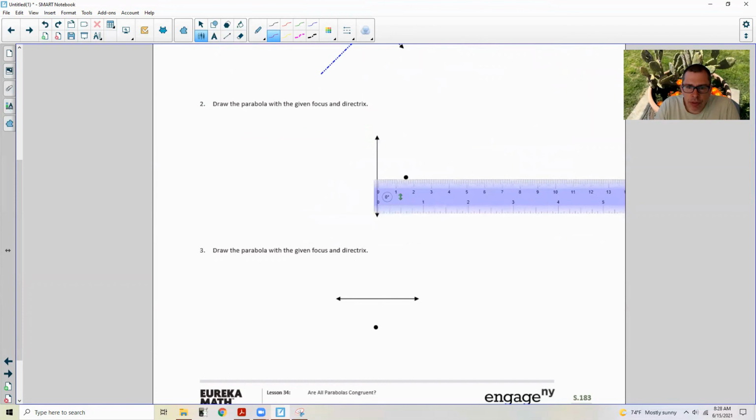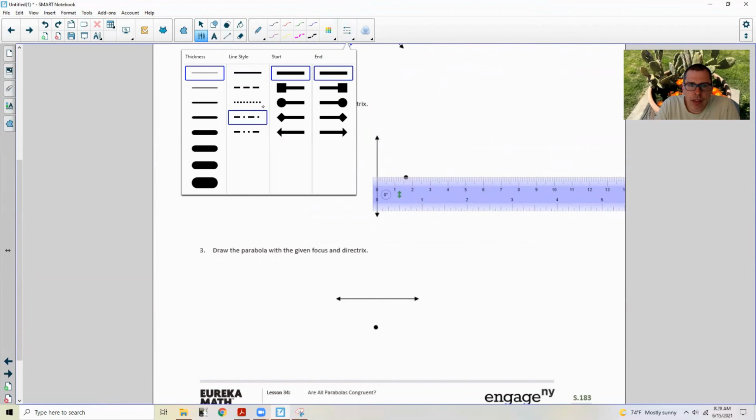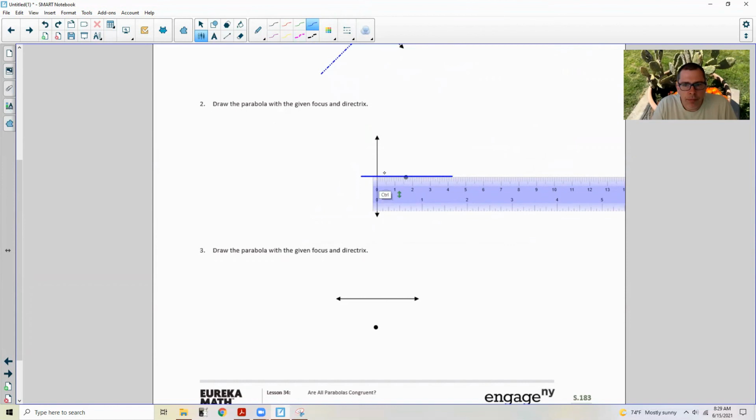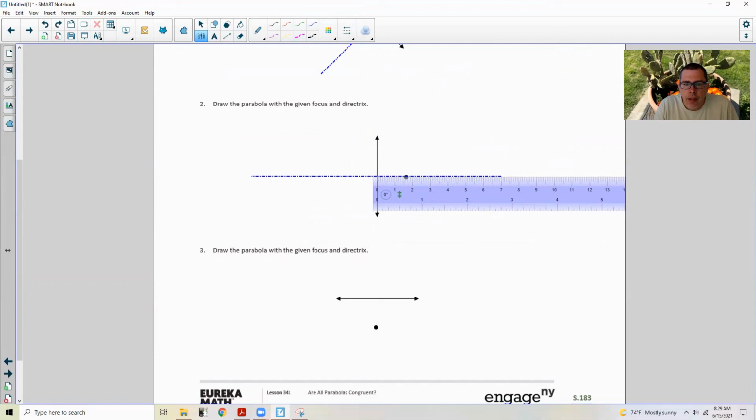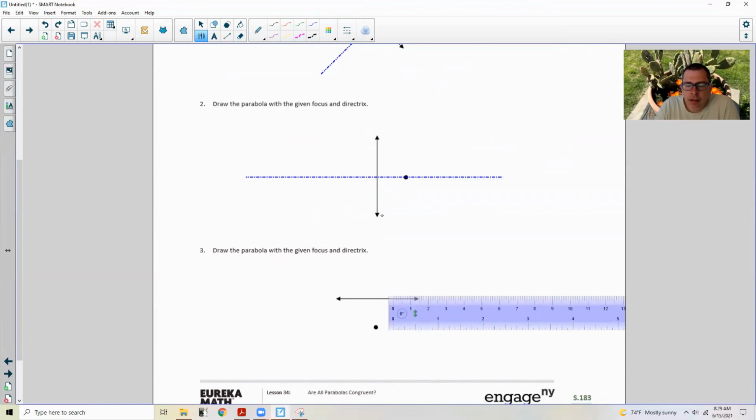Move this over, put 0 right on like so, and move it up just a smidge. Holding my breath as I do this, and then I'm going to choose a line. And what did I use before? Blue. Okay. Let's use this. So there is the line of my vertex. My vertex is going to be on this. This is going to be the axis of symmetry.